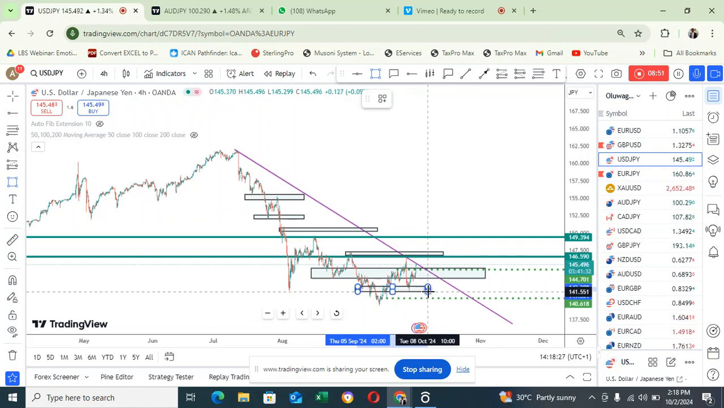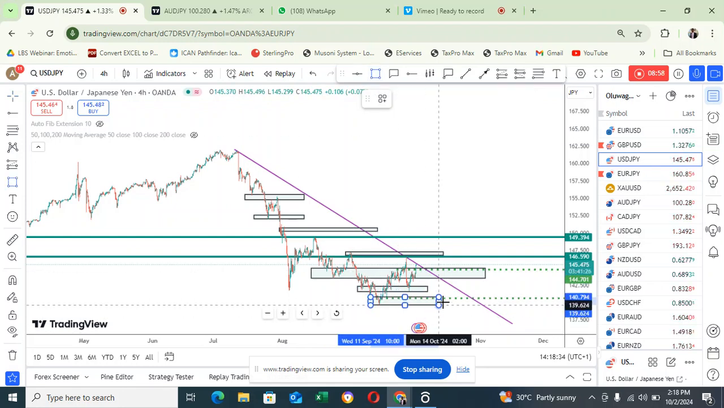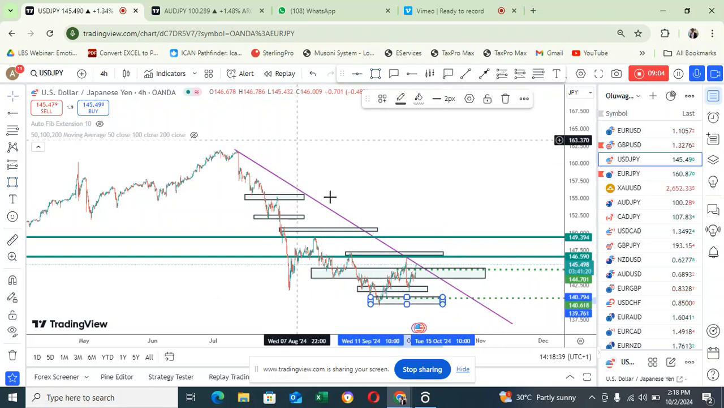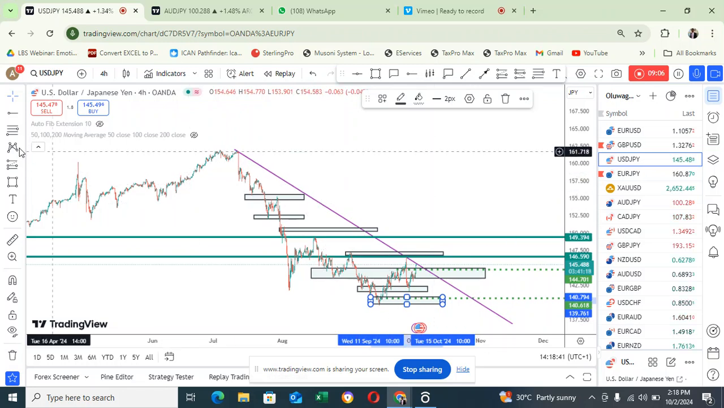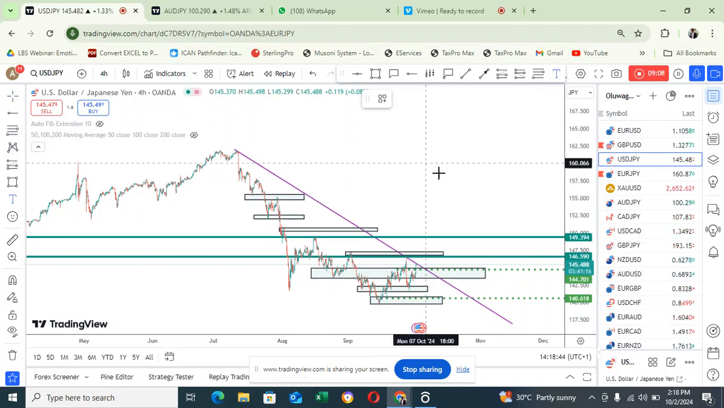Don't mind me, I'm trying to manage my chart area. So this is another lower low. You can see the series of lower lows and lower highs.